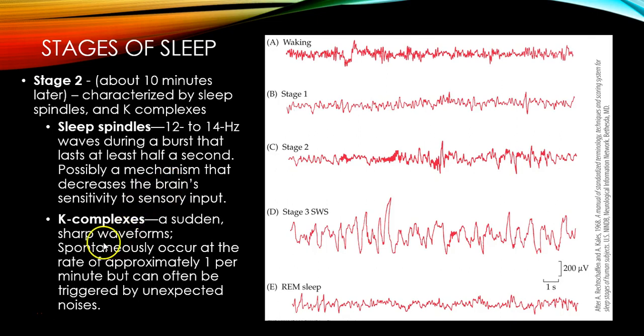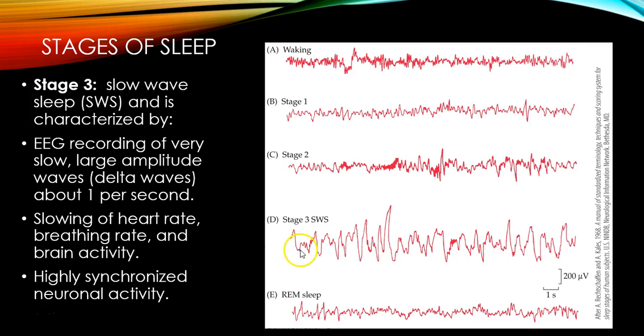You also see these K complexes. These are sudden, sharp waveforms that occur spontaneously during stage 2 sleep, but can often be triggered by an unexpected noise. So maybe when there's a loud noise outside, and the brain is trying to sleep, but it's still registering that sound. You're in that transition of not quite deep sleep yet. Your brain registers the sound, and you get this K complex. But these two, the sleep spindles and K complexes, are specific to stage 2.